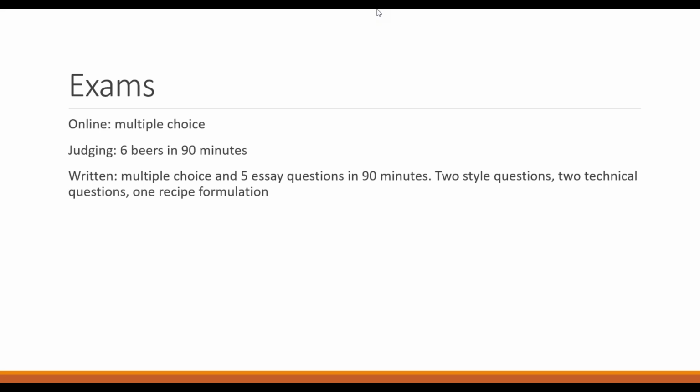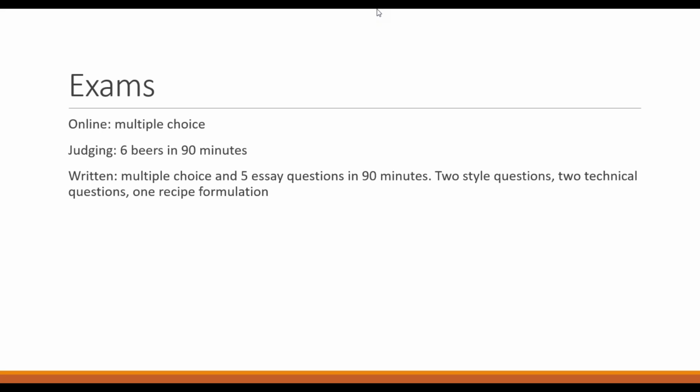Then the judging exam is 6 beers in 90 minutes. And I'll say more about that in a moment, but that's supposed to replicate a typical homebrew competition. Typically that's the sort of number of beers you might have to judge in the time. And then to move up to the highest ranks, the national and the master, you have to take a written exam. As I've said, it's a short multiple choice section, then 5 essay questions in 90 minutes.